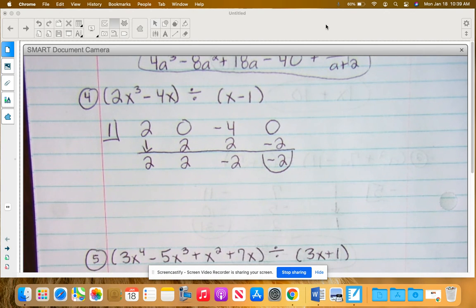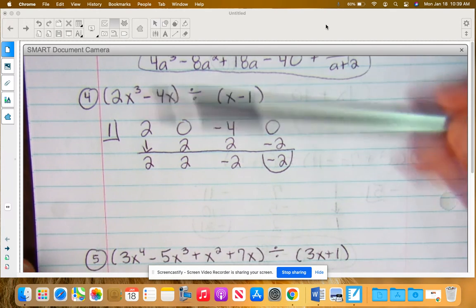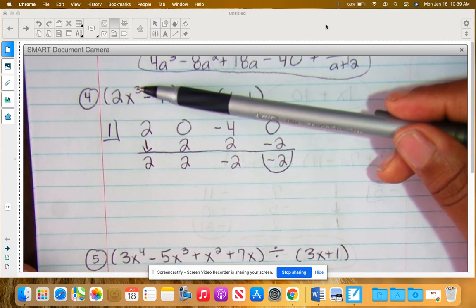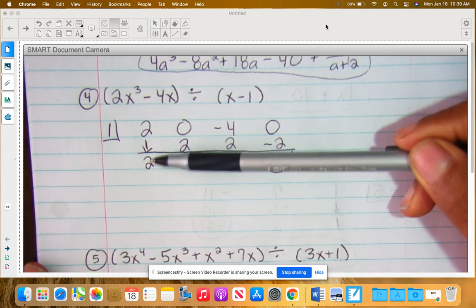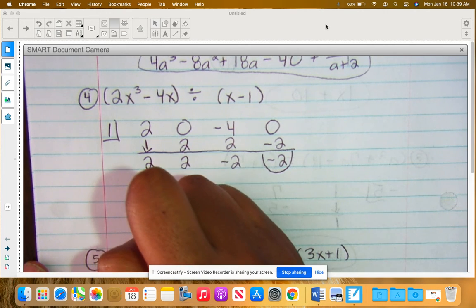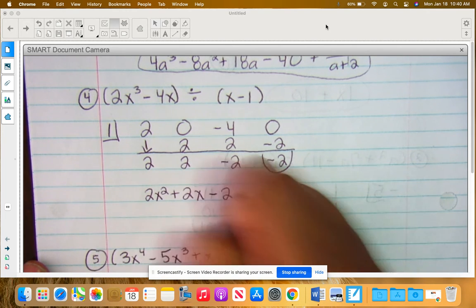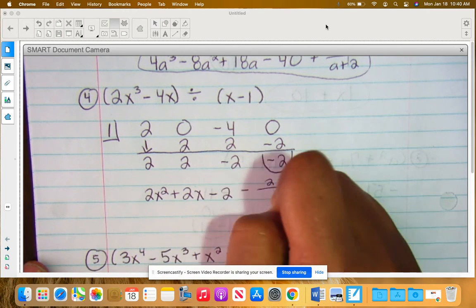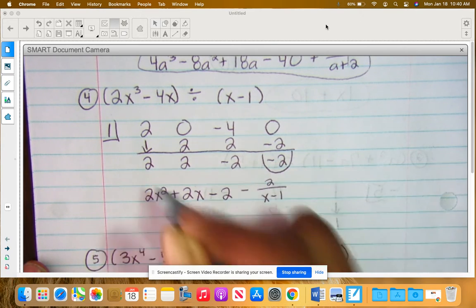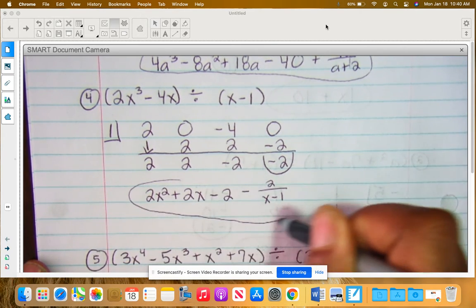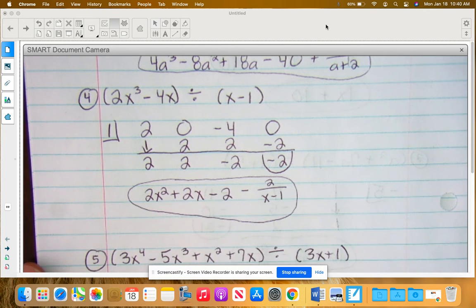You write your answer 1 exponent below where you started from. So this is x to the third. So your final answer would start with x squared. So my final answer is 2x squared plus 2x minus 2. And 2 is also our remainder. So recap this problem, and then I got one last one that we'll try.